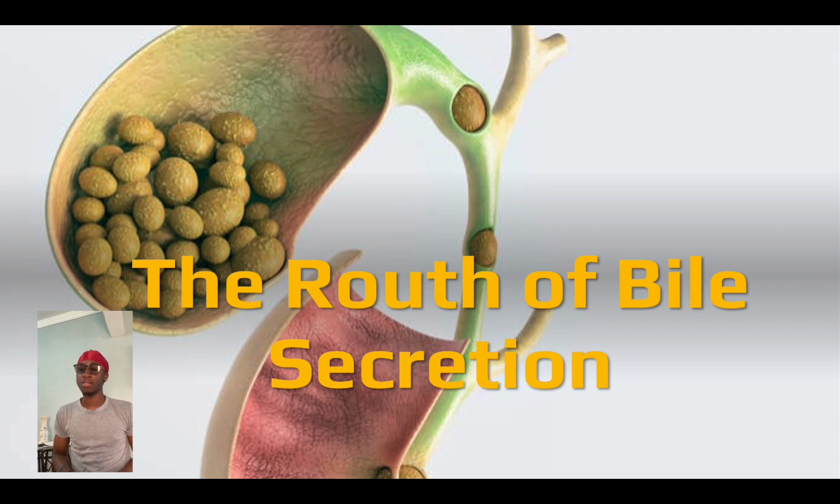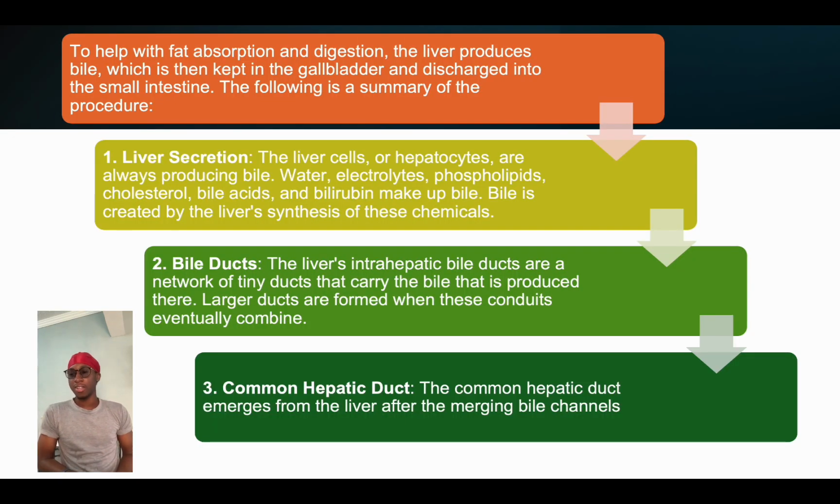The route of bile secretion. To help with fat absorption and digestion, the liver produces bile, which is then kept in the gallbladder and discharged into the small intestine. The following is a summary of the procedure. Step 1. Liver secretion. The liver cells are always producing bile. Bile is made up of water, electrolytes, phospholipids, cholesterol, bile acids, and bilirubin.